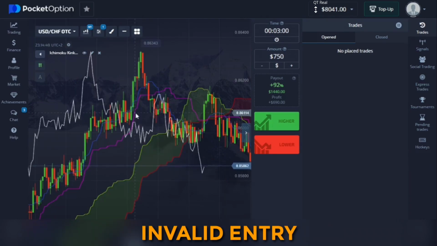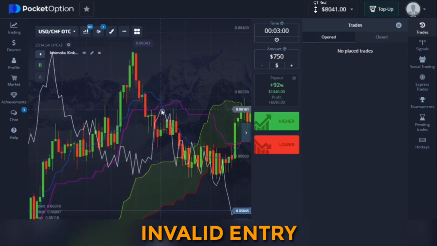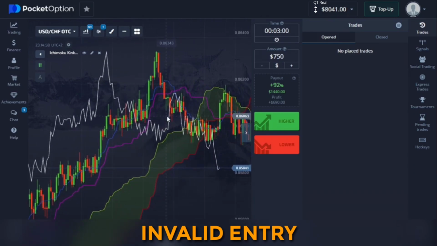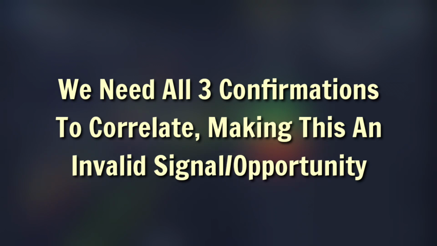Here we have an example of a trade that you would not want to take. You can see the conversion line cross below the baseline, but the candles and the lagging span are above the cloud. As you know, we need all three confirmations to correlate, making this an invalid signal.